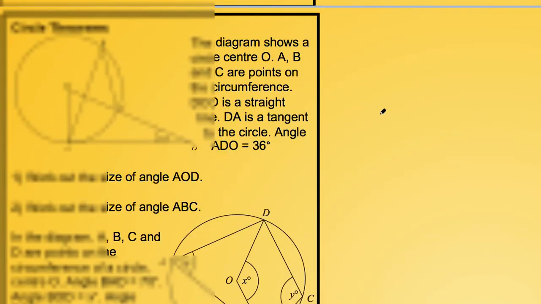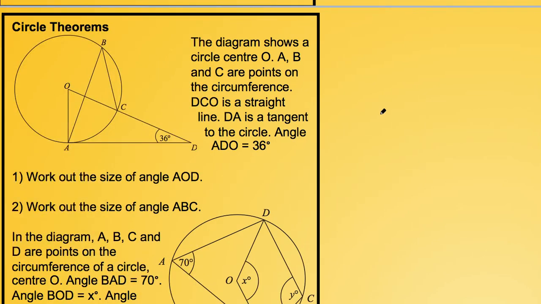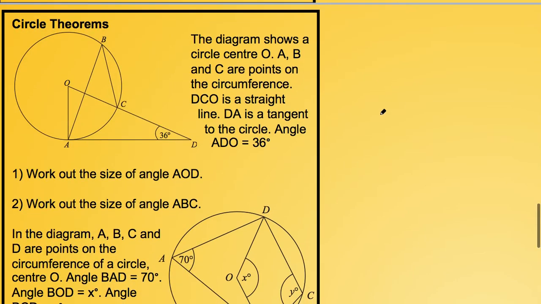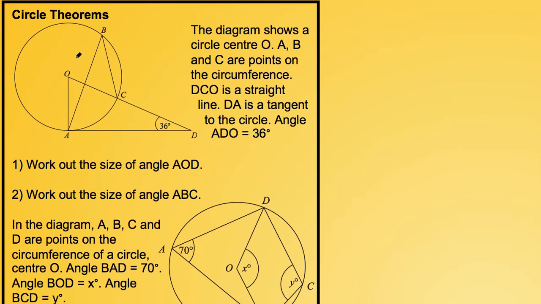Okay, circle theorems next. So the diagram shows a circle, center O. A, B, and C are points on the circumference. DCO is a straight line. DA is a tangent to the circle, and angle ADO is 36 degrees. So everything is as it looks, but we do have to remember to check that this instruction makes sense. We've got a tangent and a radius, and we need to be sure that they are as they look they are. Work out the size of angle AOD.